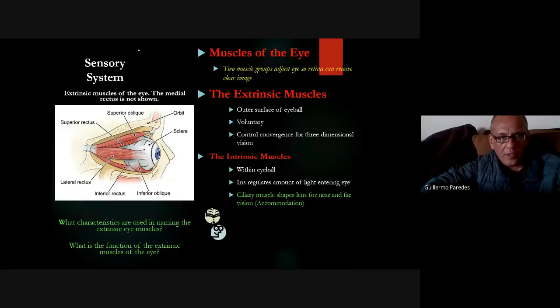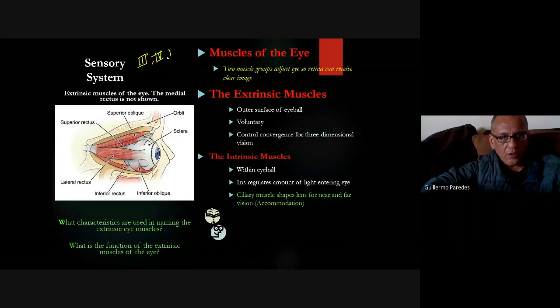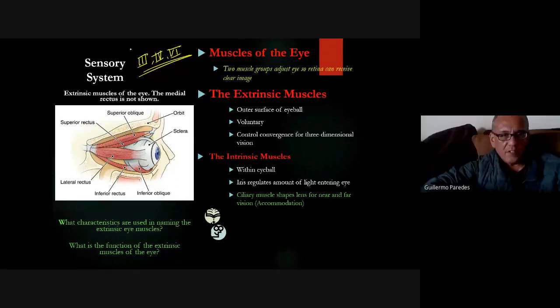Yes. Now, I want you to remember this number: 3, 4, 6. Can you remember that? 3, 4, 6. Excellent. These 3, 4, 6 are cranial nerves 3, 4, and 6. So we have the other, cranial nerve 2, that is for vision.